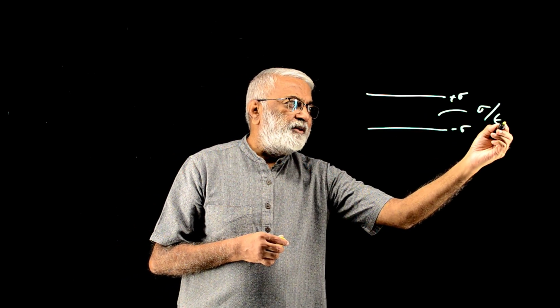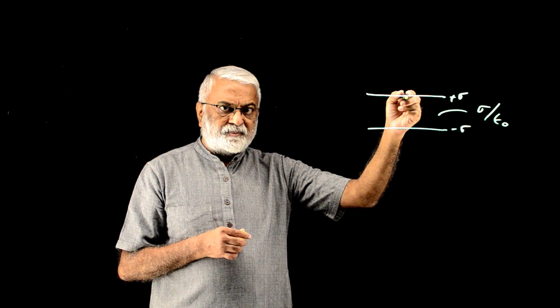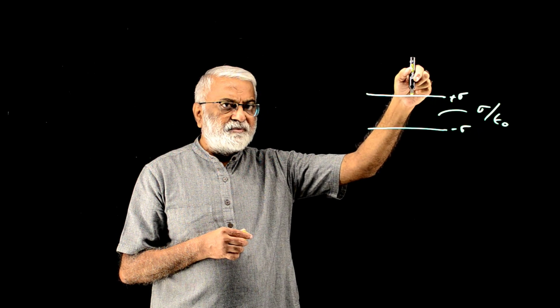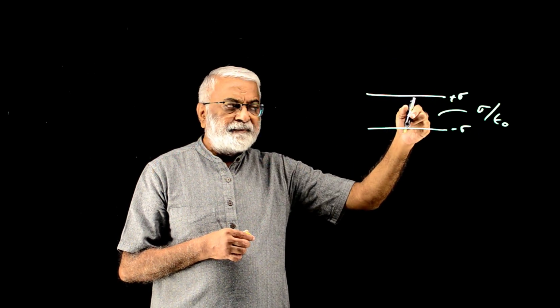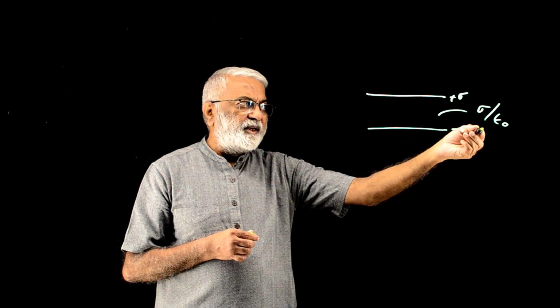Now, if you're asked what is the field in the gap, the positive charge creates a field away from it, that's downward, and the negative charge towards itself, and each of those fields will be sigma by 2 epsilon 0. The net field in this space is sigma by epsilon 0. So E in this space is sigma by epsilon 0, the sum of fields due to the positive plate and negative plate. The positive plate gives sigma by 2 epsilon 0 towards the negative plate, and the negative plate gives sigma by 2 epsilon 0 towards itself, so they add up and give you this field.